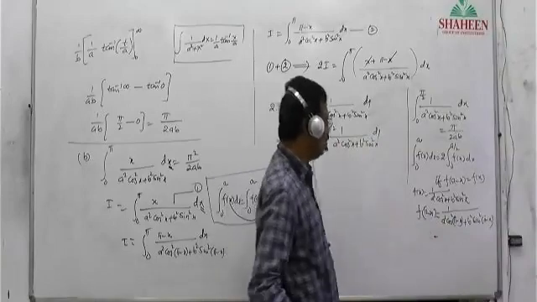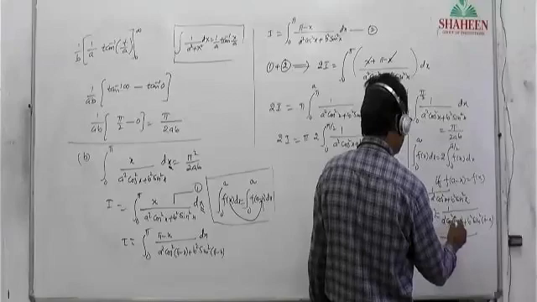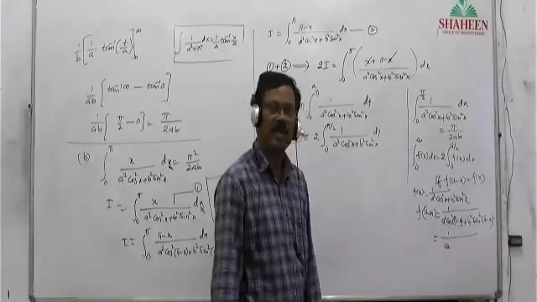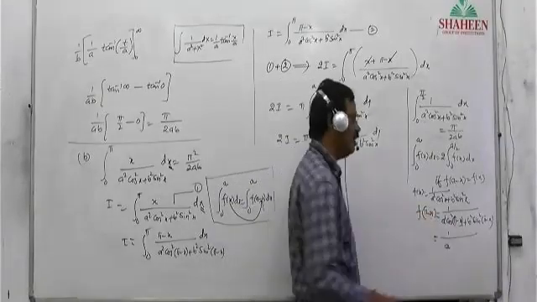Now see here, 1 upon a square cos of pi minus theta. Cos of pi minus theta is minus cos theta, but the square is there, so it becomes a plus.